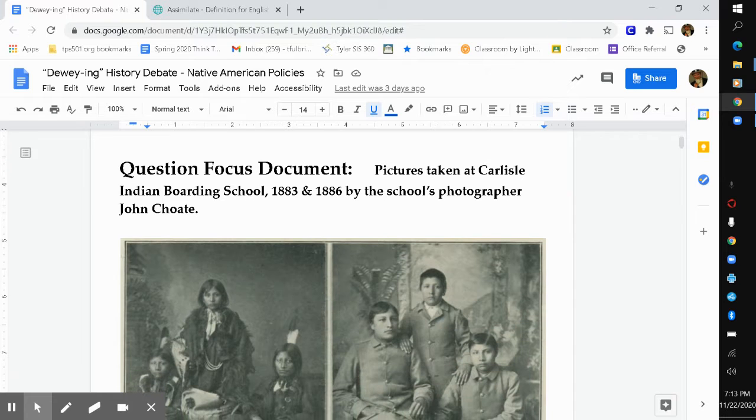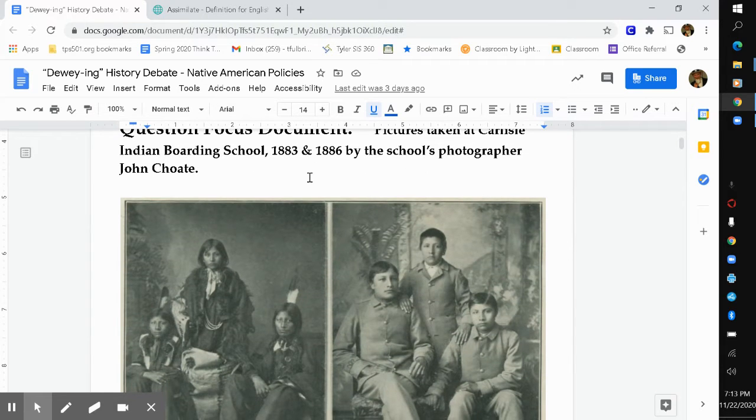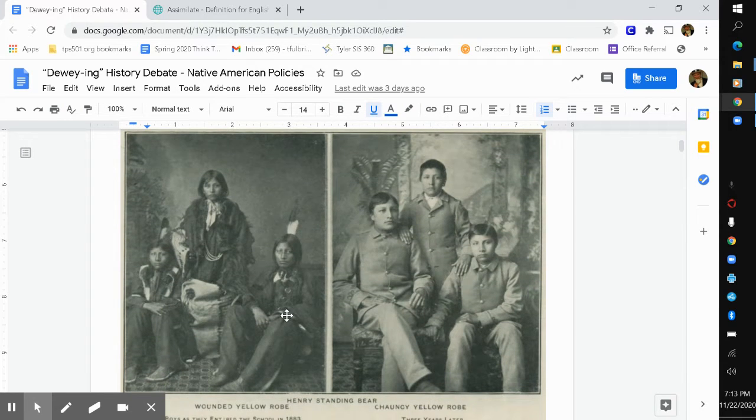We're going to follow that up with this question focus document. These were pictures taken at Carlisle Indian Boarding School. You'll learn about that in a little bit. Pictures from 1883 and 1886. What do you see in these photos from the 1880s?